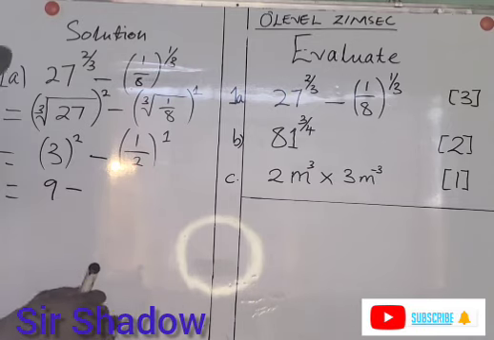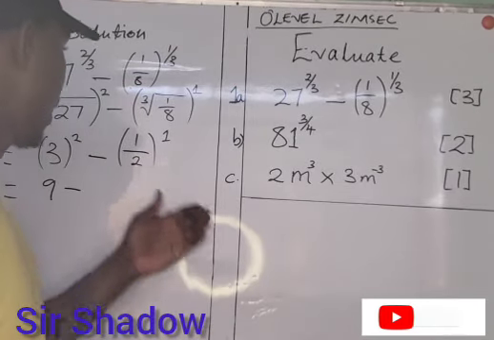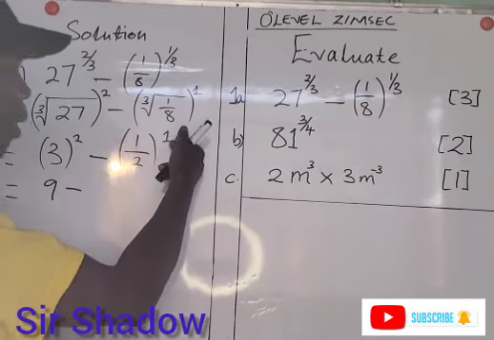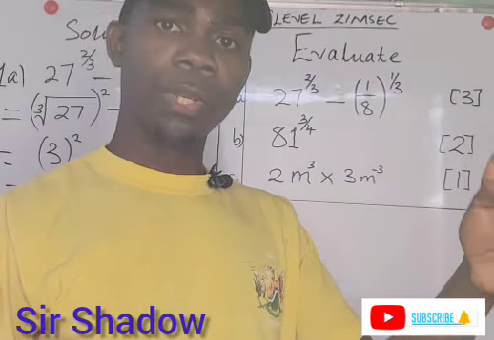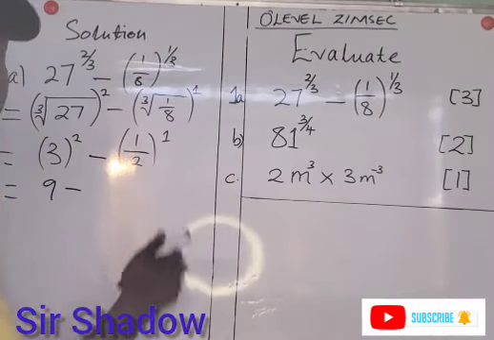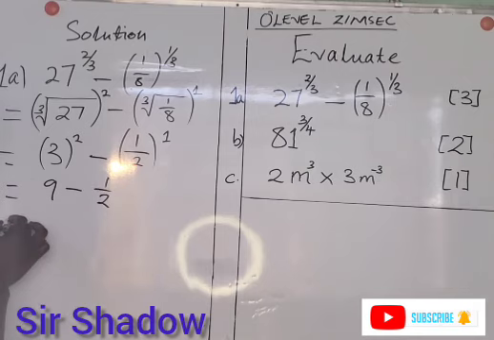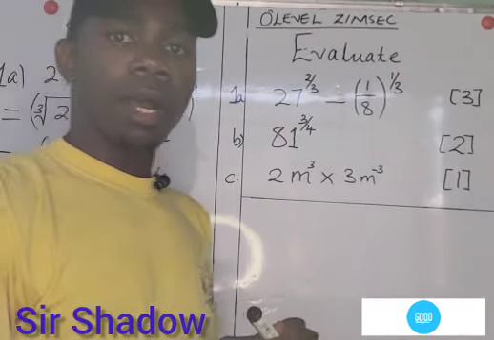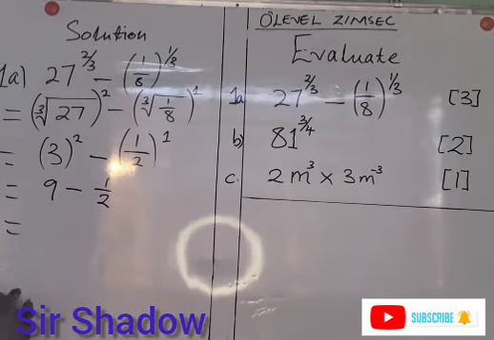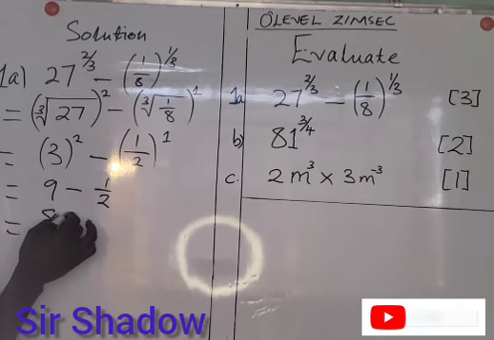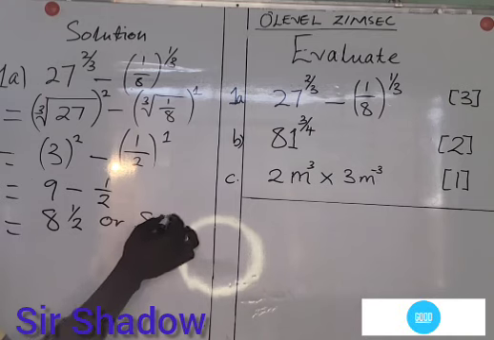Remember, any number or letter raised to the power 1 is that number or that letter. So if you say 1 over 2 to the power 1, applying the laws of indices, the answer is half. So we are saying 9 subtracting half. 9 minus half is 8 and a half, or we might say 8.5.